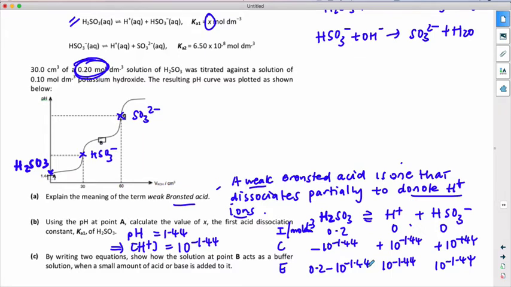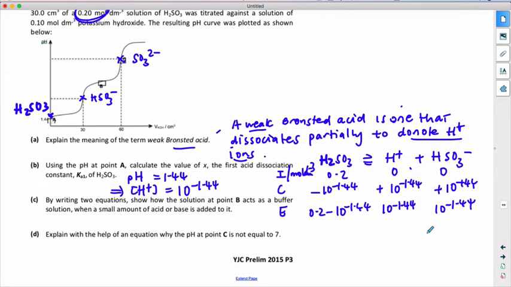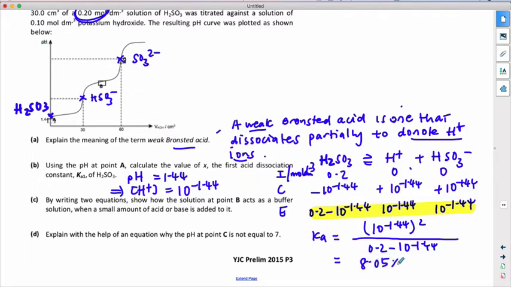Now you can calculate Ka quickly. Ka is equal to 10 to the power minus 1.44, squared, using these values at equilibrium, over 0.2 minus 10 to the power minus 1.44. You work it out and get 8.05 times 10 to the power of minus 3 moles per dm cube. So that's how it's done. Let's look at the next question.